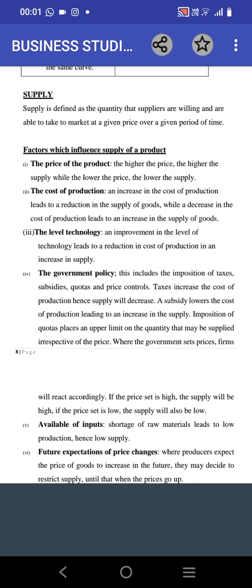An increase in the cost of production leads to a reduction in supply of goods, while a decrease in the cost of production leads to an increase in supply of goods. Yes, the cost of production determines the supply of goods.